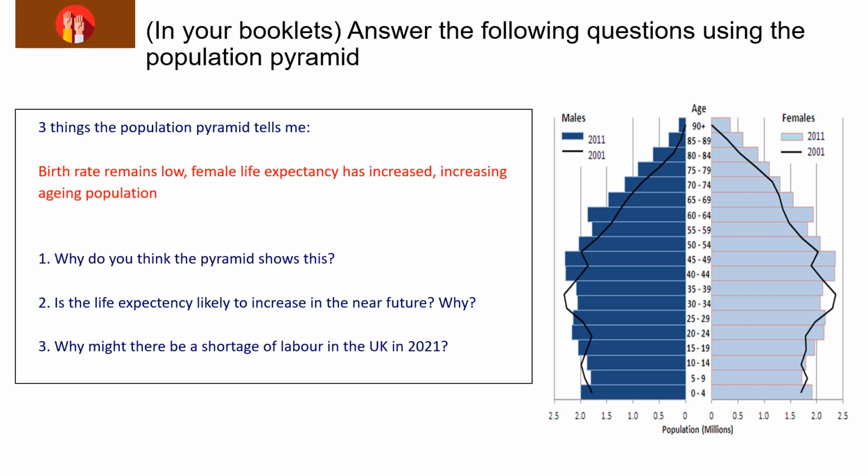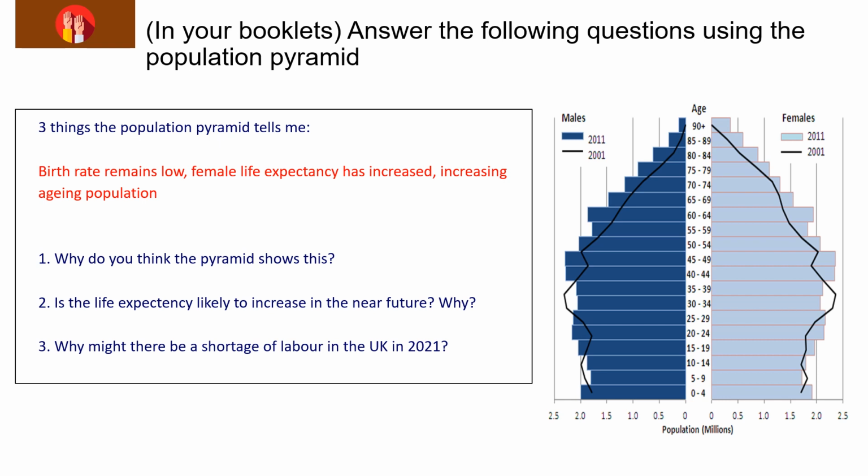3 things the population pyramid tells me is that the birth rate remained low, female life expectancy has increased, and there is an increasing ageing population. For question 1, I'd like to summarise some reasons for those 3. So, for example, explain why the birth rate might be low in the UK. Explain why female life expectancy might have increased. Explain why there might be an increase in an ageing population.